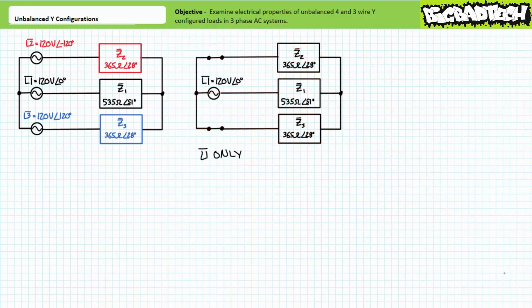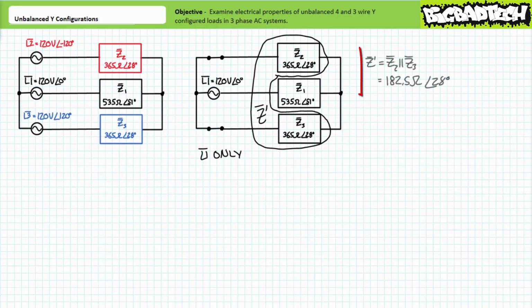Similarly, to analyze this system from the perspective of source L1 only, we remove sources L2 and L3 by substituting in short circuits or low impedance paths. This modification has fundamentally changed the nature of our original circuit. It appears as if Z2 is in parallel with Z3, a simplification I'm calling Z single prime. The parallel combination of Z2 and Z3, two like impedances, presents a combined impedance of 182.5 ohms at an angle of 28 degrees. Z1, our odd impedance, and Z single prime appear to be perfectly in series with one another.